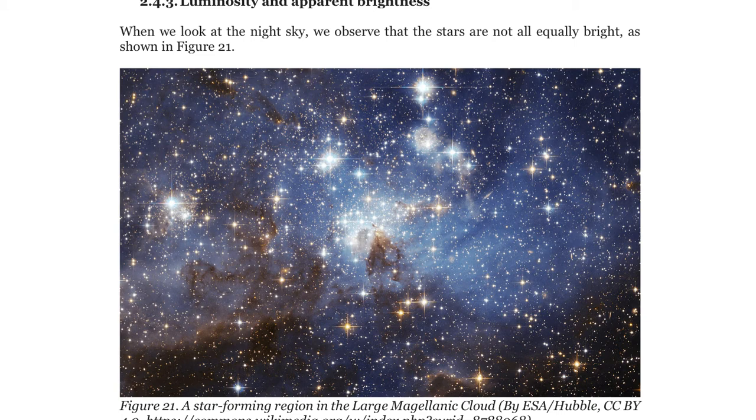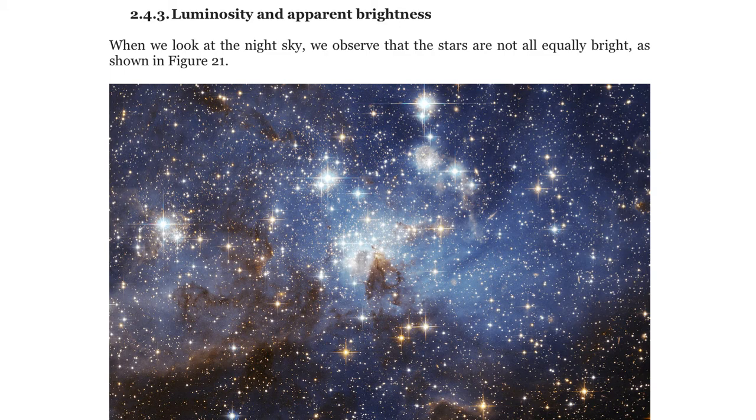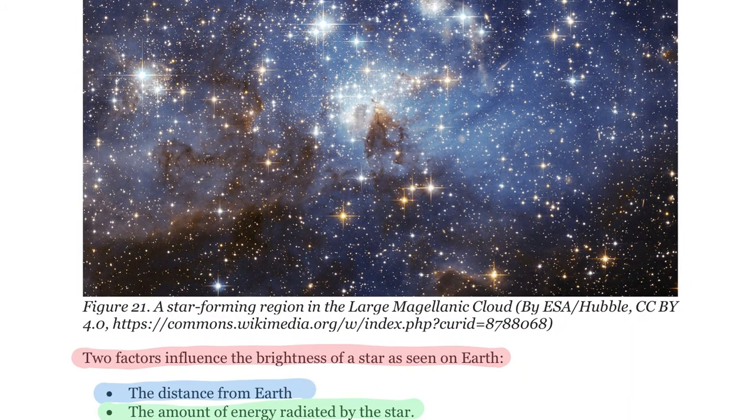We're now going to consider luminosity and apparent brightness of stars. Now, when we look at the night sky, as we can see in this beautiful image of the Magellanic Cloud, which comes from the Hubble telescope, we can see there's a huge variance in the brightness of the stars. Not all stars are equally bright. So we're now going to consider why this is.